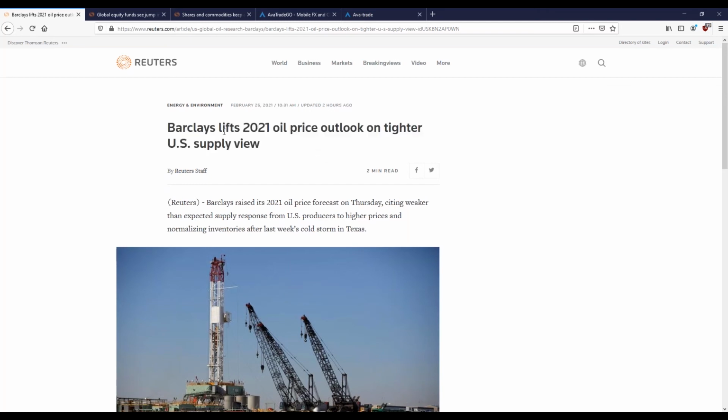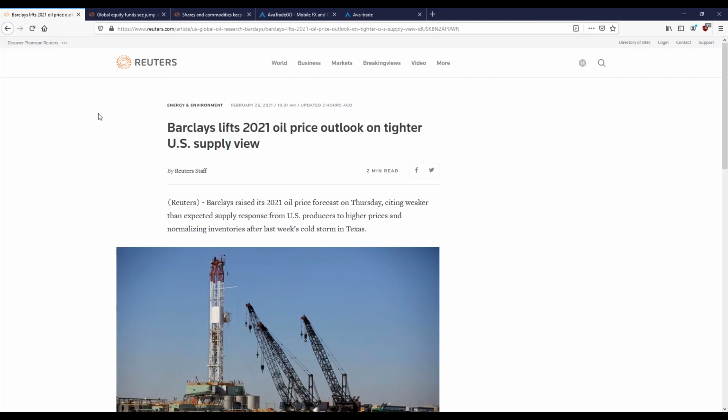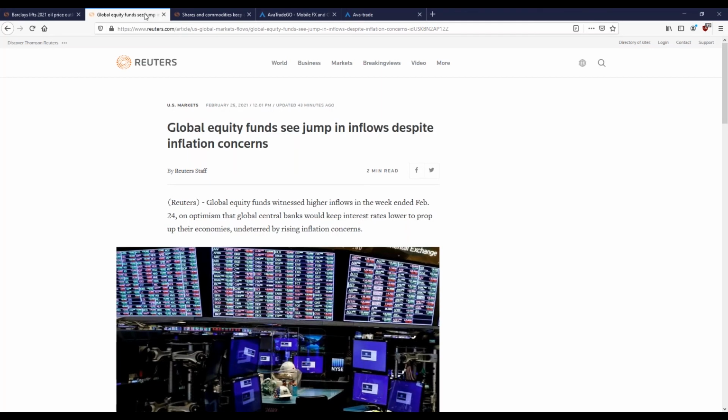Okay, so US policy is driving the outlook here, I think, in terms of tighter supply view out of the US, less of an excess supply out of the US. And obviously that doesn't just affect the US, that affects the global prices of oil. So that's something that's interesting to look at if you're an oil trader. Before you jump on the charts, you want to keep that in mind, that this headline came out. Another one, global equity funds see jump in inflows despite inflation concerns. And you can find these headlines in 10 minutes.